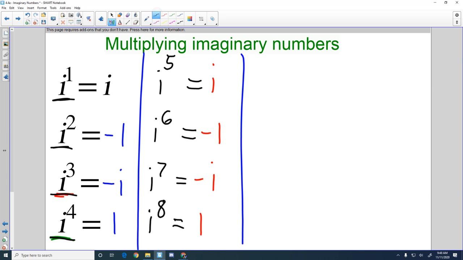Any guesses as to what the next 4 powers are going to be for i to the 9th, i to the 10th, i to the 11th, and i to the 12th? Does anybody see a pattern if you look to the left?